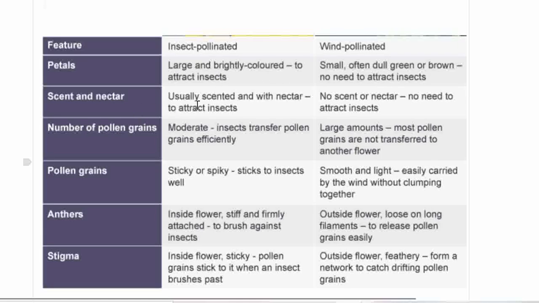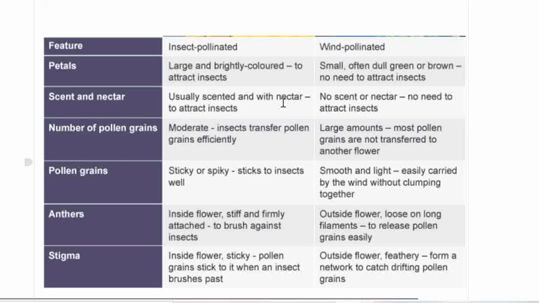Scents and nectar. Insect-pollinated flowers are usually scented and have nectar to attract insects, while wind-pollinated flowers have no scent or nectar. The number of pollen grains is moderate. Insects transfer pollen grains efficiently, while for wind-pollinated flowers a large amount is produced, because most pollen grains are not transferred to another flower, they just fly by in the wind.